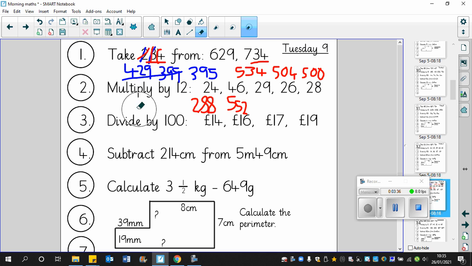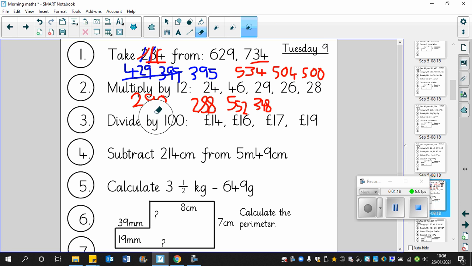Okay, 29 now multiplied by 12. So the first part is always nice and straightforward. That's 290, and then 29 times 2 is 58, 5 and an 8. That's a bit more tricky. You might need to try that out on your whiteboard. So 290 plus 58 is 348. So 3, 4 and an 8 just there.